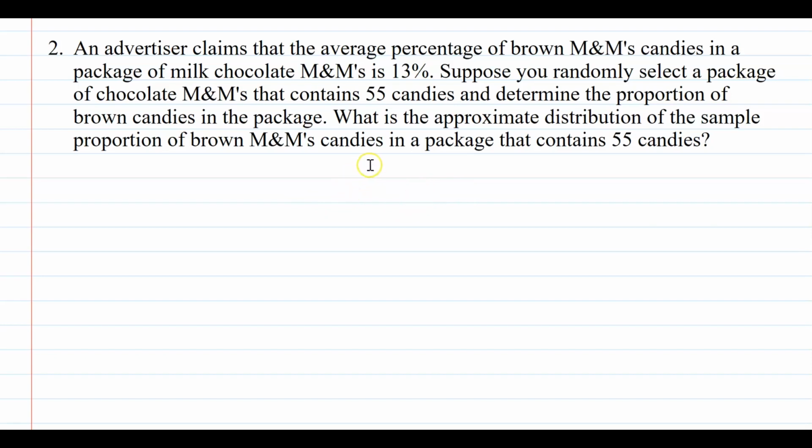But what we know is that when we open a package of M&Ms and we're looking at the color of the candies, then the color is either brown or not, because we're counting the number of brown candies and we're also counting the number of non-brown candies. So it's either brown or not. So it's a binomial distribution. Now, to answer this question, what is the approximate distribution of the sample proportion of brown M&Ms? We need to calculate the n times p and n times q.